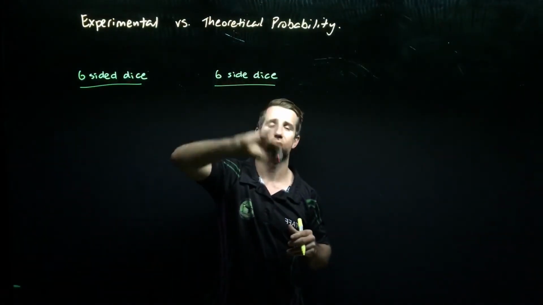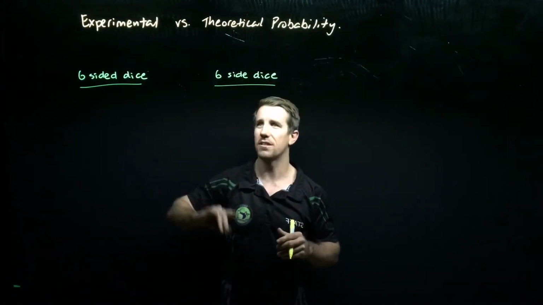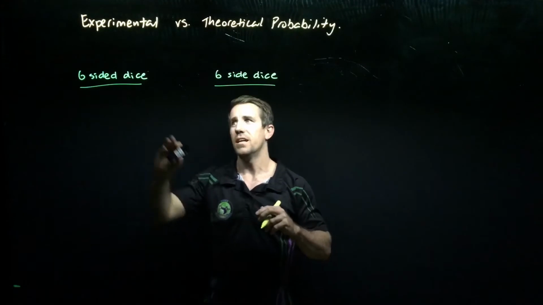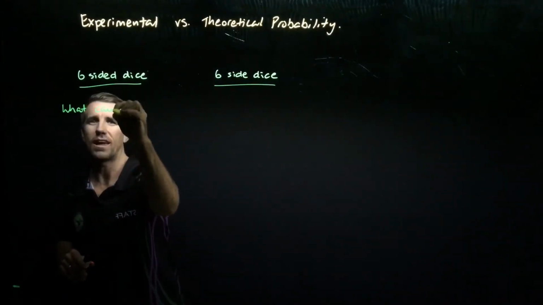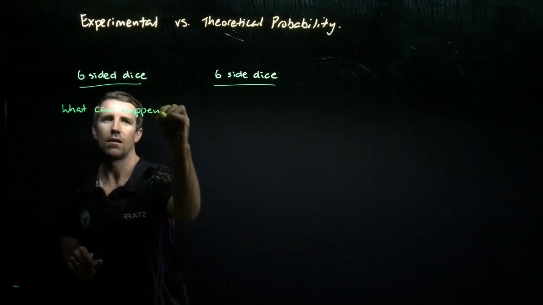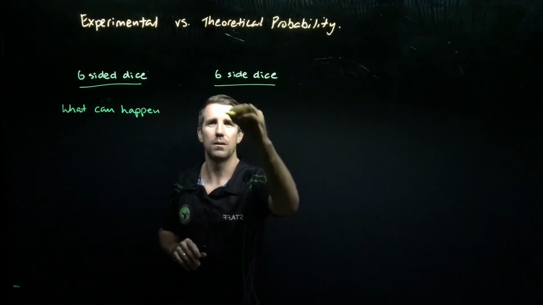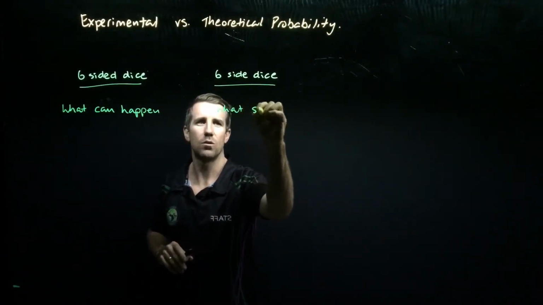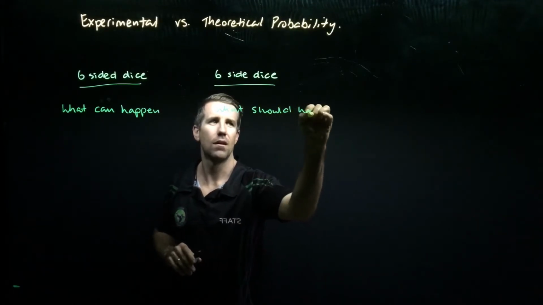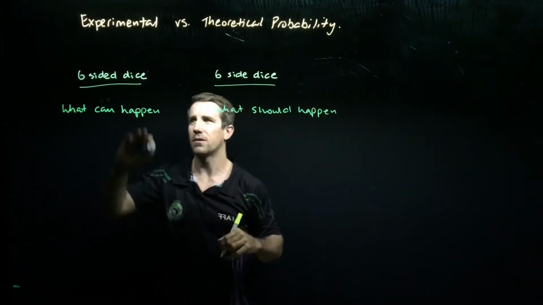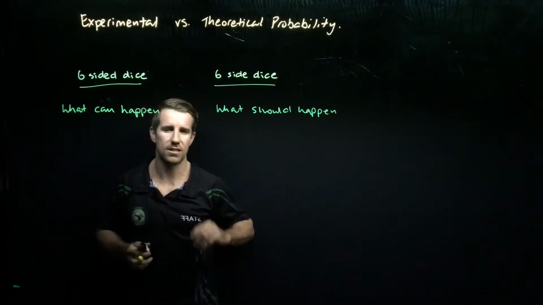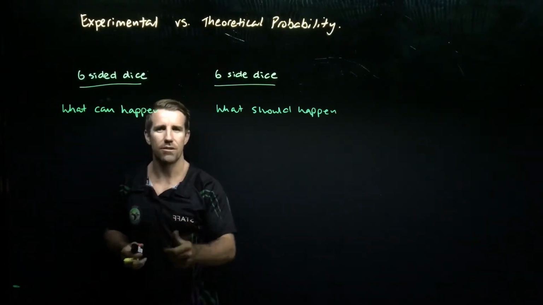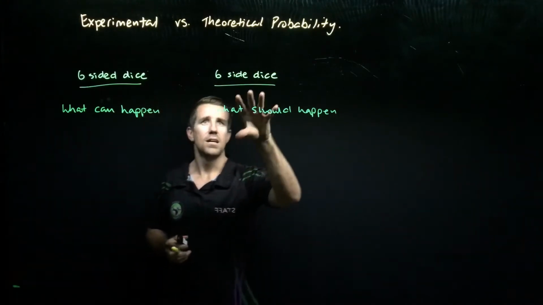Experimental versus theoretical probability. There are some significant differences between the two, obviously. Experimental probability is essentially what can happen, versus theoretical probability, which is what should happen. Experimental probability, what can happen, is when we actually get a six-sided dice and roll that dice over and over again and collect our results.